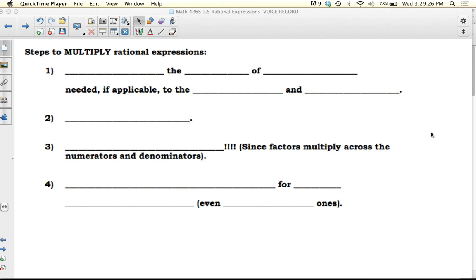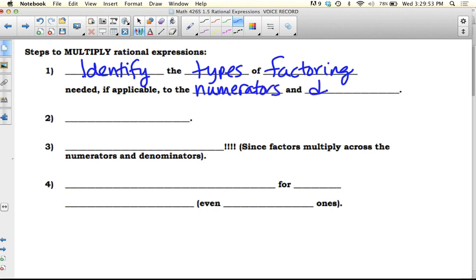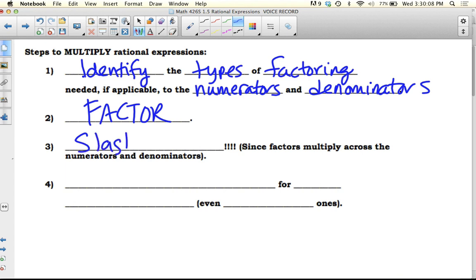All right, so here are the steps then to multiply rational expressions. So first, you're going to identify the types of factoring needed, if applicable, to the numerators and denominators. Okay, once you've identified the types of factoring, then you go ahead and factor. Once you've factored, you can slash away.